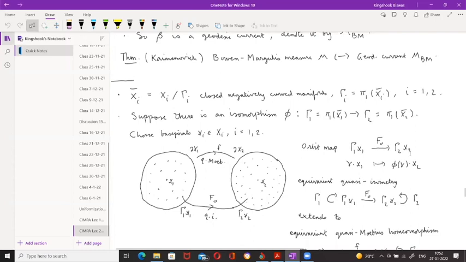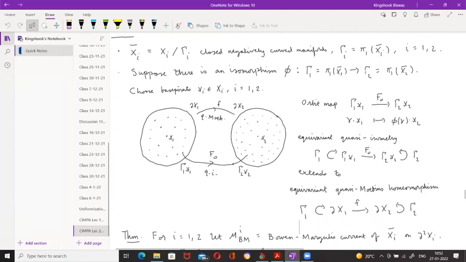And by the Švarc-Milnor lemma, because the actions are cocompact, this map is a quasi-isometry between the orbits, okay? This map is a quasi-isometry between the orbits. And because phi is a group homomorphism, this map between the orbits will conjugate the gamma 1 action on the orbit of x1 to the gamma 2 action on the orbit of x2. Okay.